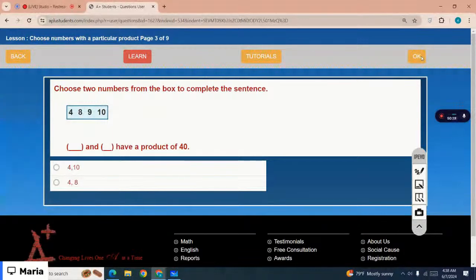Choose two numbers from the box to complete the sentence. Which two numbers have the product 40? Yes, 4 times 10 is 40. The correct option is 4 and 10.